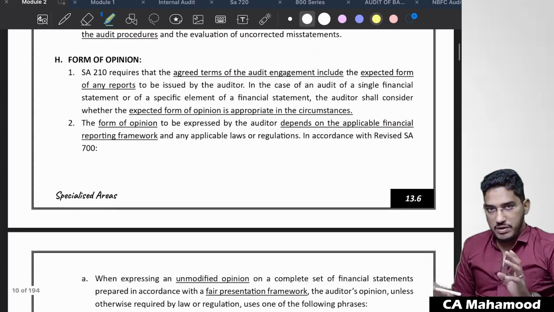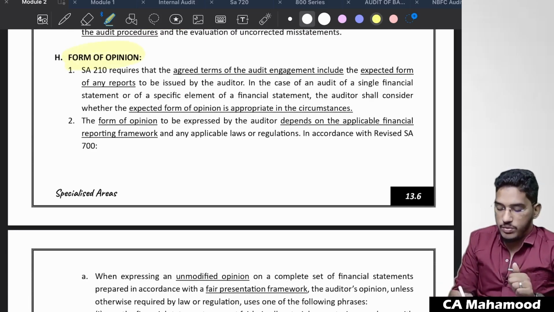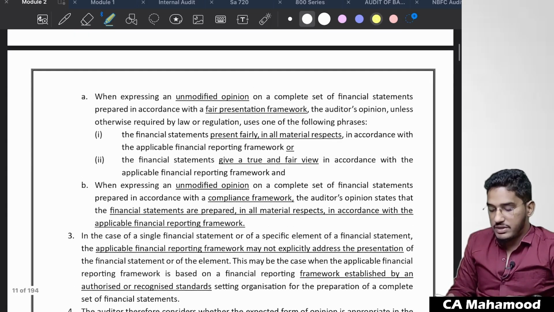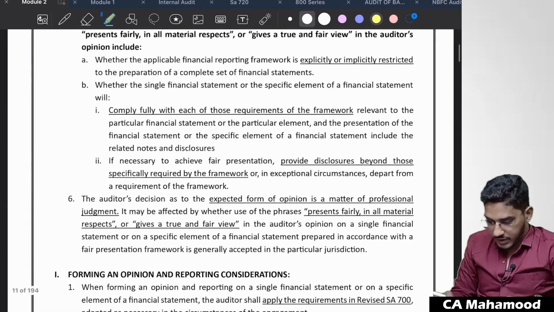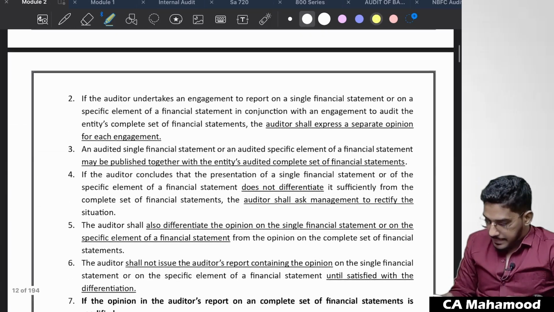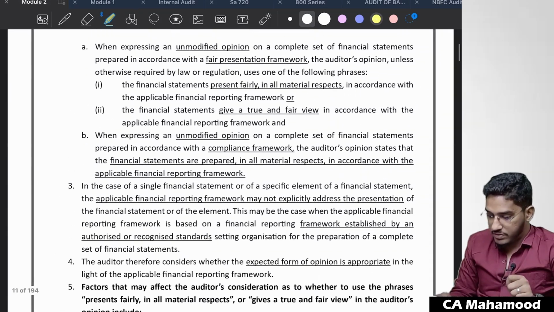Now, finally, after you have performed the audit of that single financial statement or specific element, you are required to form an opinion. Now, regarding the opinion, they try to say something. Let us try to understand it. Let me take you through this.